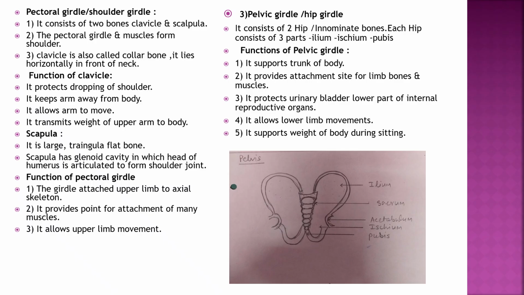Then two girdles, pectoral girdle or shoulder girdle and pelvic girdle or hip girdle. So they are mainly for the limb movements. Pectoral girdle helps in all the hand movements, and pelvic girdle helps for the lower limb movements. And the bones attached to the pectoral girdle are mainly clavicle and scapula, and for the pelvic girdle they are mainly hip bones and femur.